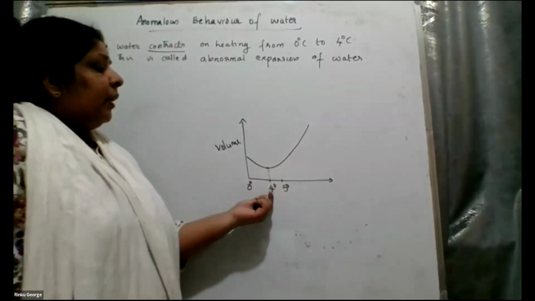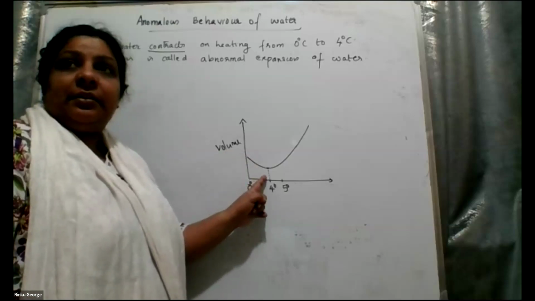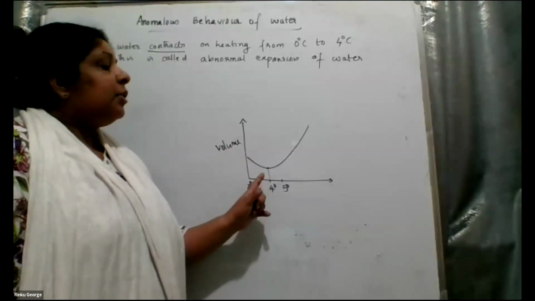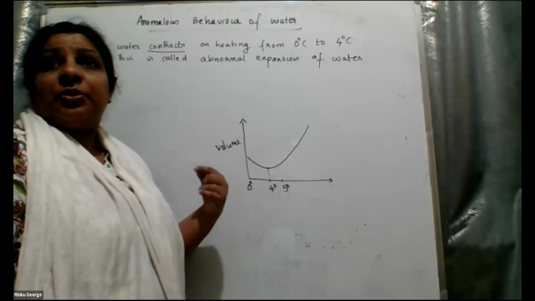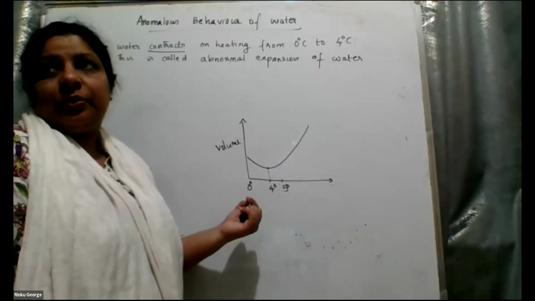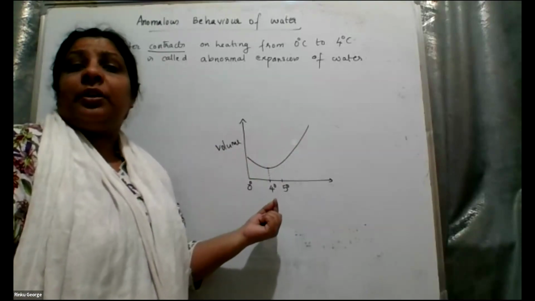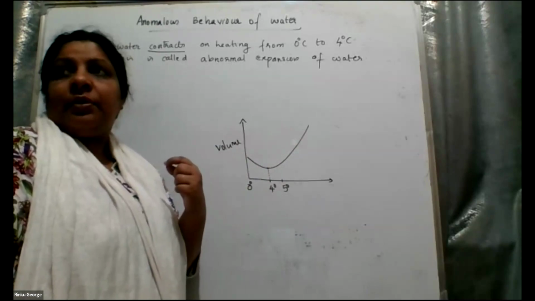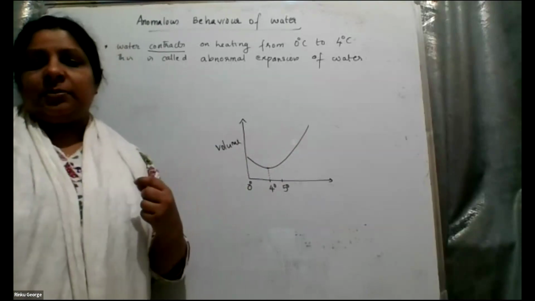Okay. So from 0 to 4 degree, the volume is decreasing. That means it is contracting. Understood? So this is known as anomalous expansion of water. It is supposed to expand, but it is not expanding. This is the first graph. After 4 degree, it expands. So the lowest volume for water is at 4 degree. Understood? That is the first point. Clear, right? Okay, write the next point.